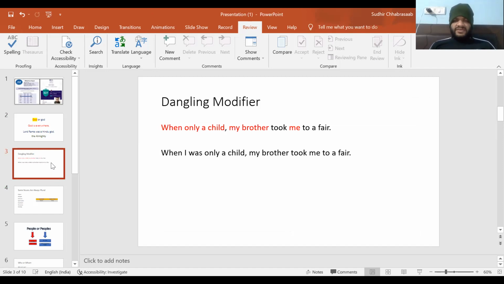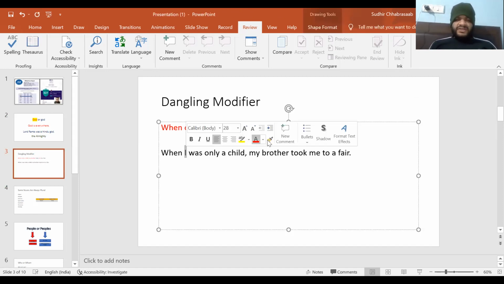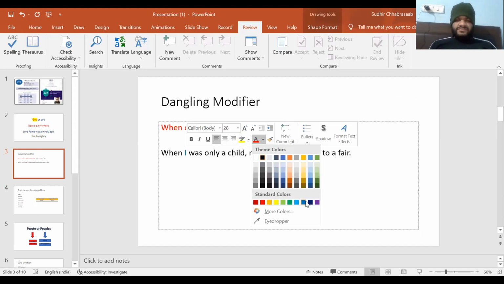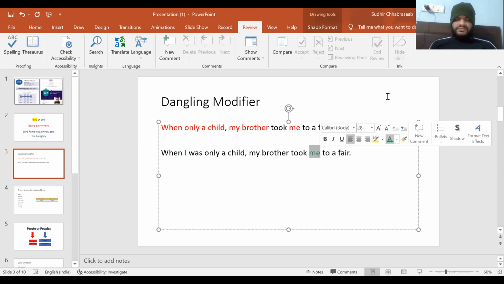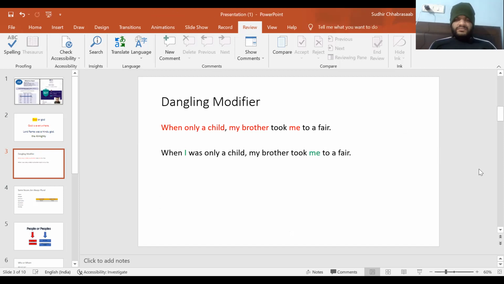So in such cases, you can always clarify things. These are actually very important for the second criterion in writing, coherence and cohesion, where things should be logical. So when only a child, my brother took me to a fair, we do not know who was a child. So we can write this version: when I was only a child, my brother took me to a fair. Now it's clarified that there's only one child here. I hope it's clear.